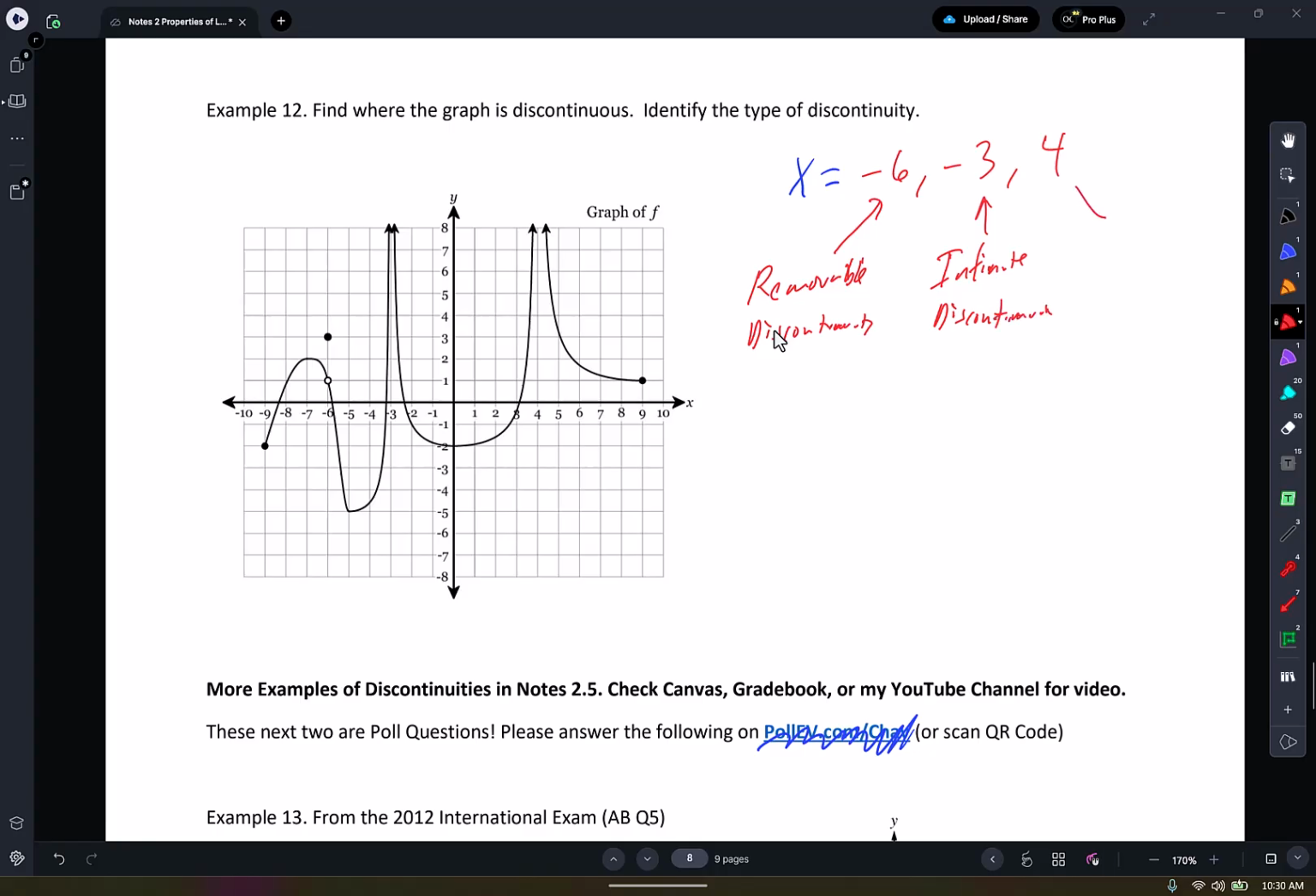At 4, what do I have? Another infinite discontinuity. I'm just going to put an arrow. Infinite discontinuity. Infinite discontinuities always have a vertical asymptote. That's why it's called infinite.